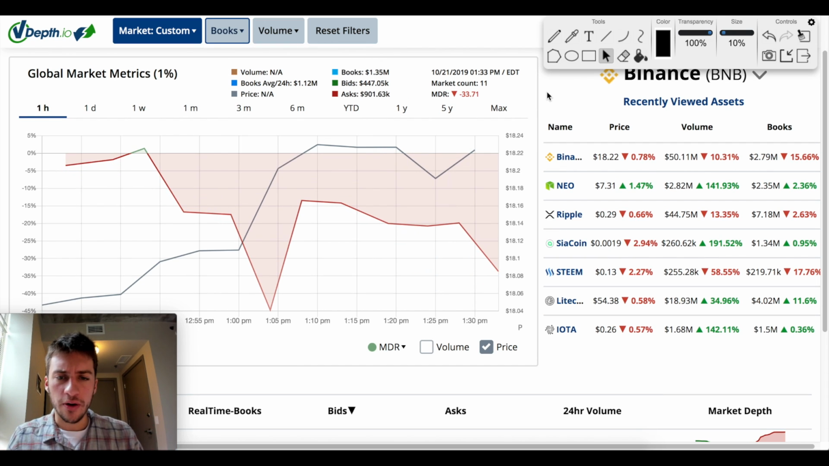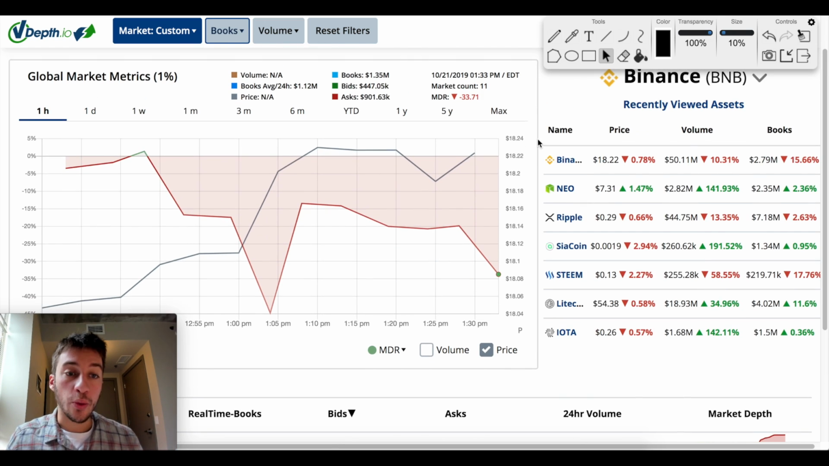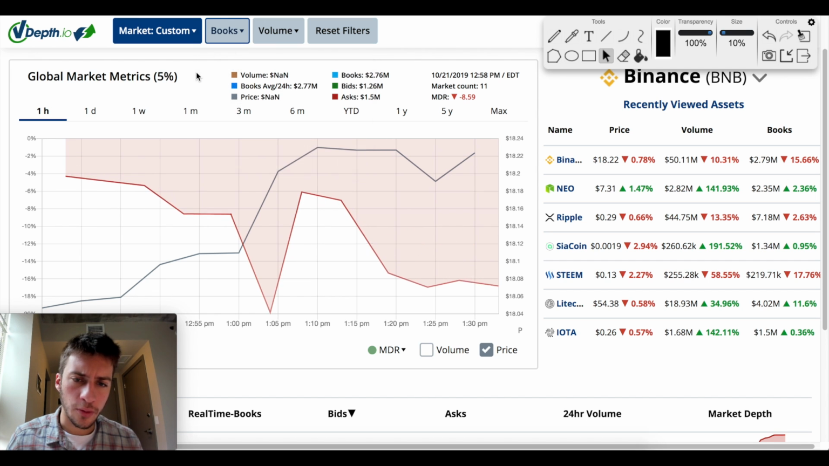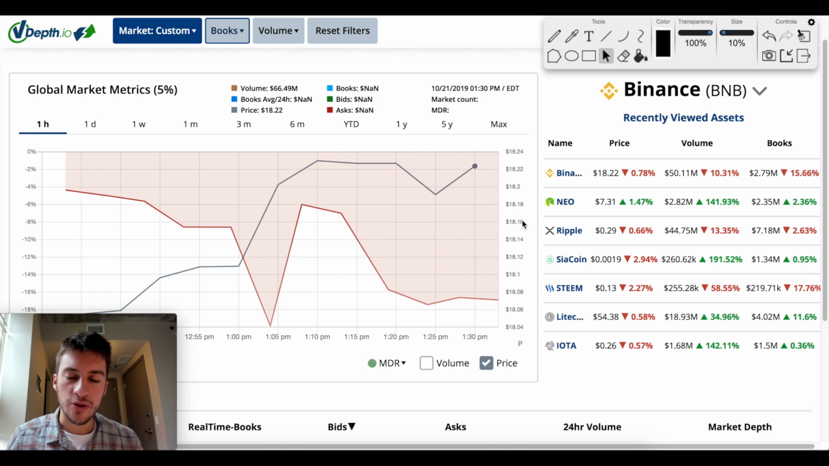Let's go look at the 1 hour of MDR. Yeah, 1 hour on the 1%. It looks like BNB has a lot of bearish order depth right here on the 1%. If I look at the 5%, a little bit more medium term, it looks quite bearish here as well. So BNB may be dropping a little bit within the short term.